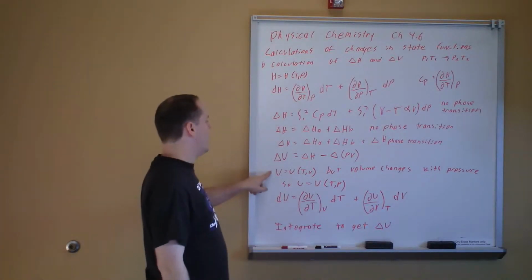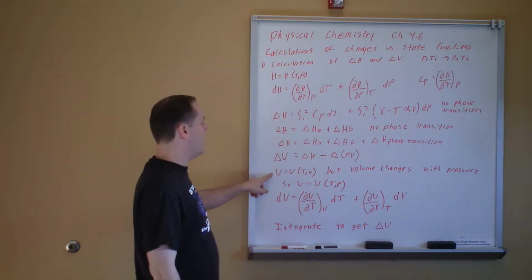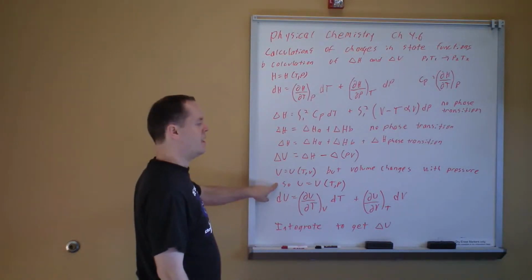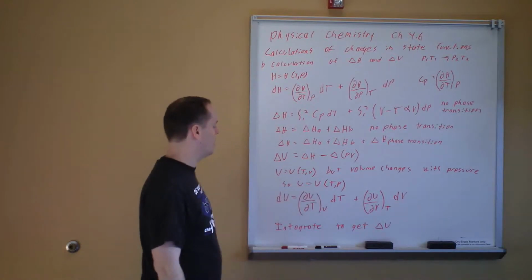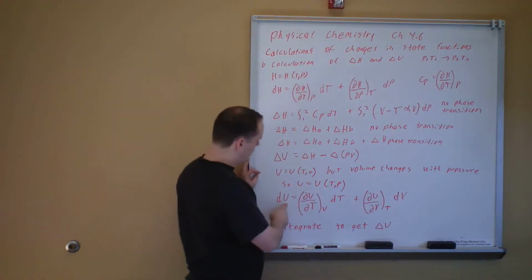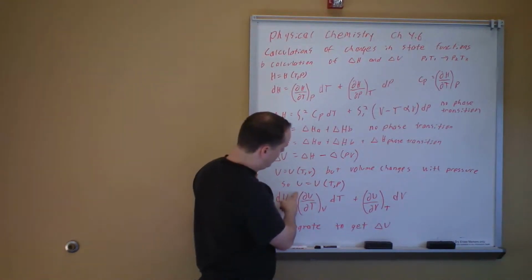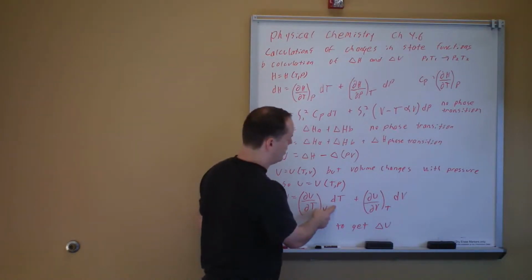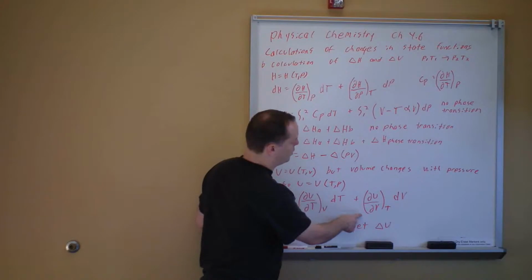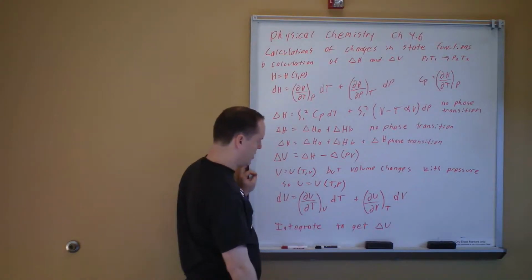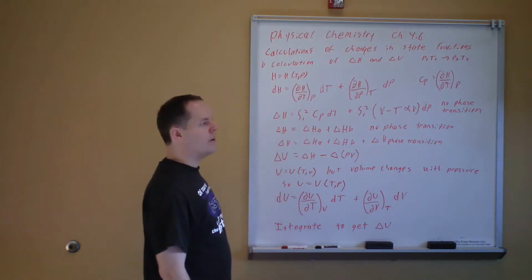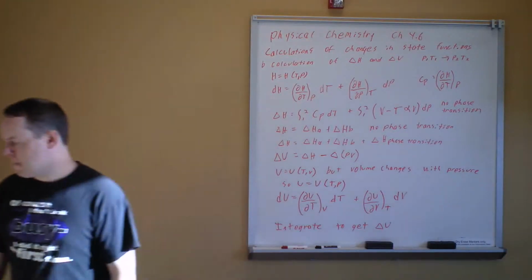Now we know that U is a function of T and V, but volume can change with pressure, so you could write internal energy as a function of temperature and pressure instead. That'll give us dU is equal to the derivative of U with respect to T holding volume constant times the differential of temperature, plus the derivative of U with respect to V holding temperature constant times the differential of V. And then if you just integrate that, you'll get the delta U you're looking for.